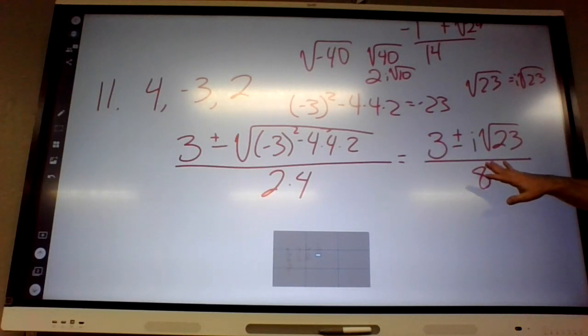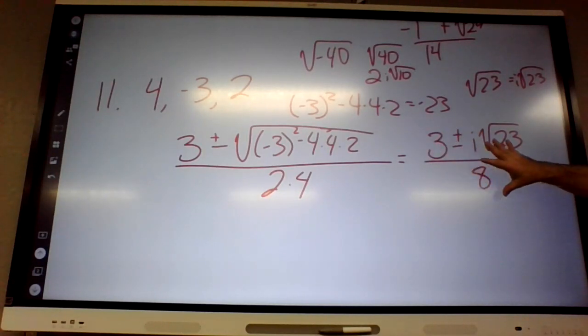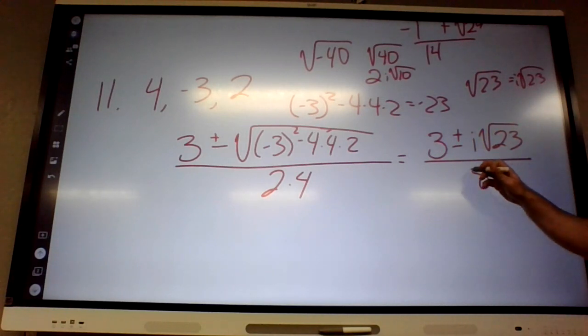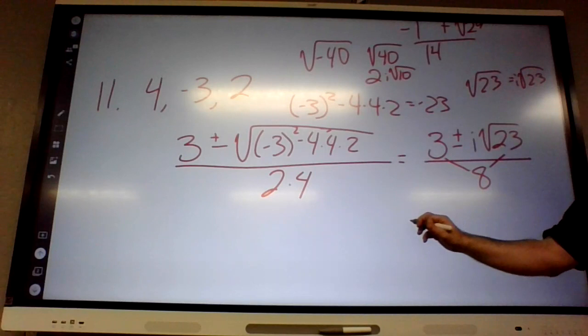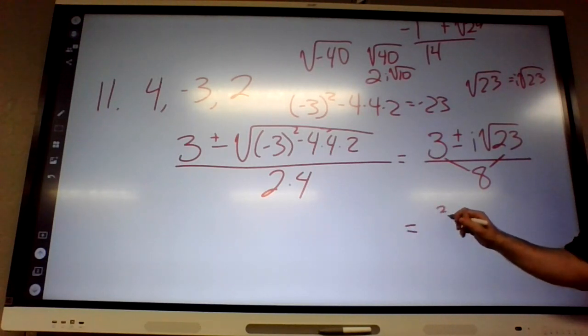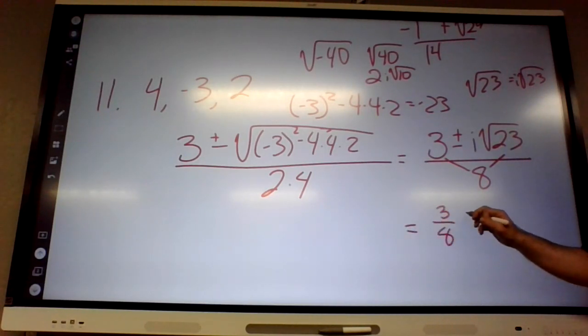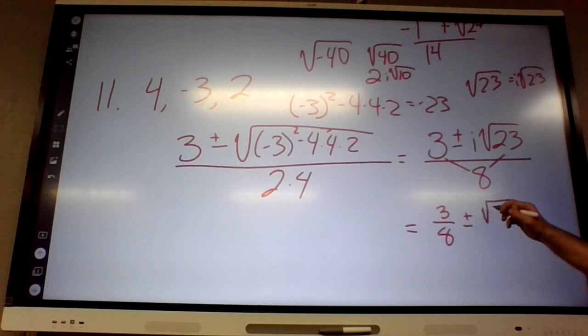Since there's a divisor, they don't really want this written as one big thing. When it's a complex number like this, they want it split up. So really on 10 and 11, we're supposed to split this. So this is 3/8 plus or minus square root of 23/8. And in this case, if there's a fraction, you can't actually put the i right there. Does that make sense?